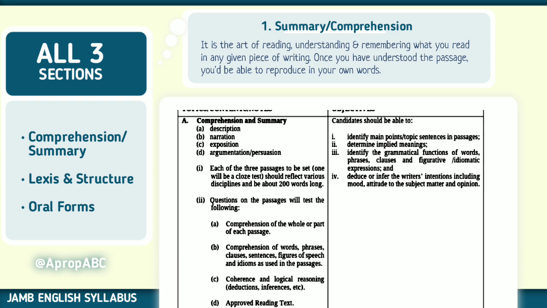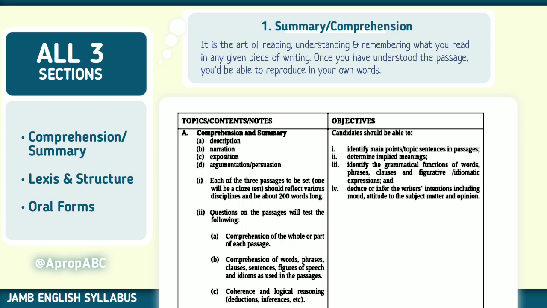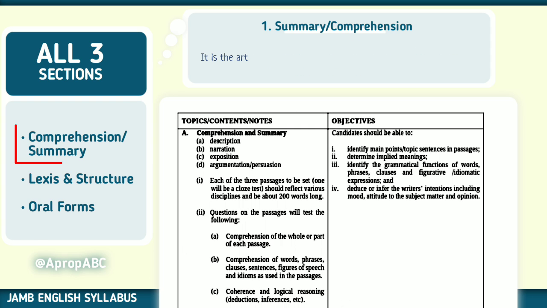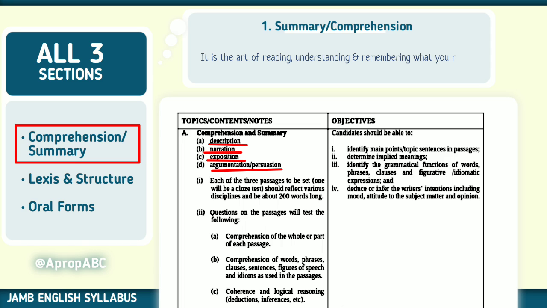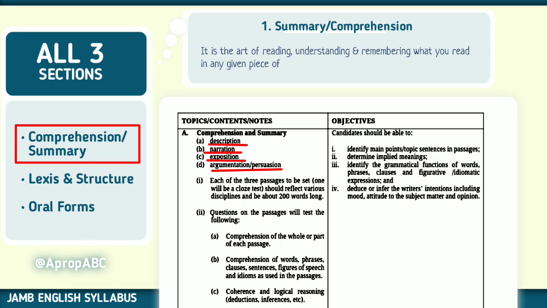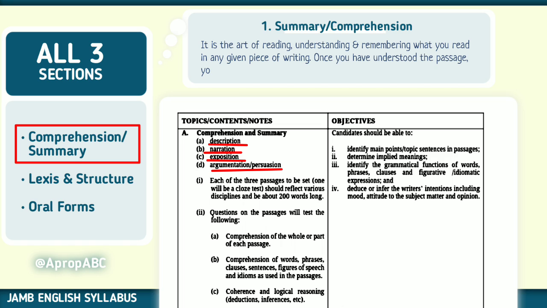So let's move to the detailed syllabus, comprehension and summary. It could be descriptive, it could be narrative, it could be expository, it could be argumentative, just to make sure that you understand the passage very, very well. And even this understanding should be done within a short period of time. So master how to go about comprehension passages even before you get there. The five questions can make a mark. So make sure you link it properly with the objective.